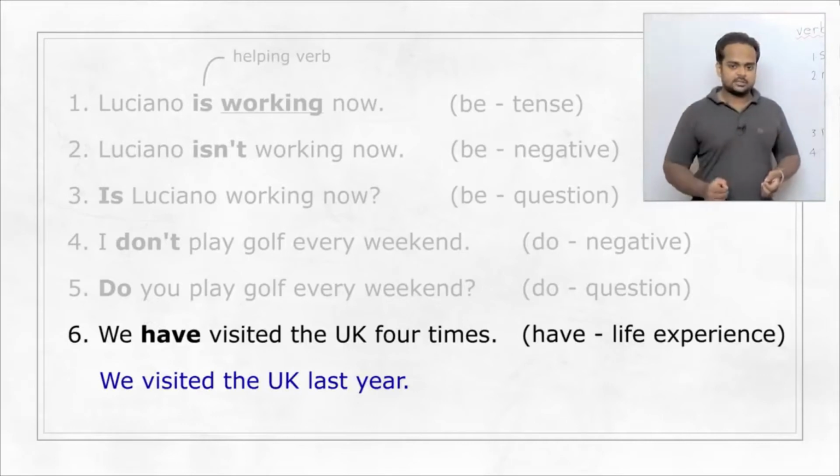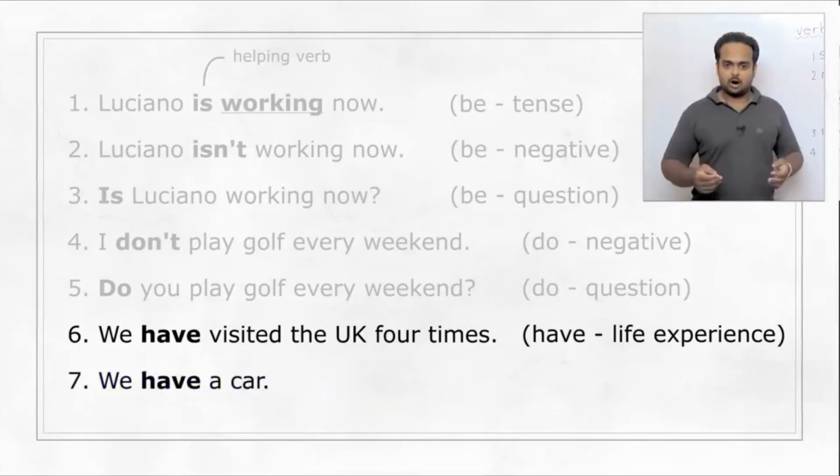But take a look at this next sentence. We have a car. Now, both of these sentences use the verb have. But do you notice a difference between them? The difference is that the first sentence uses have as a helping verb, but the second sentence uses have as the main verb. And you might be thinking, how is that possible? Because have is a helping verb, right? True. But in some cases, be, do, and have can be used as main verbs.